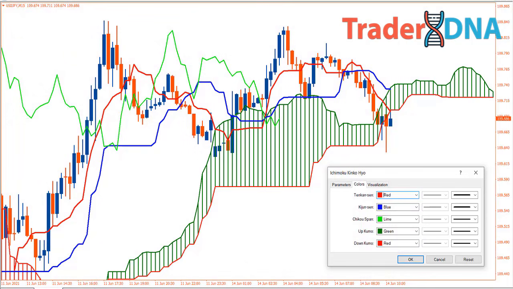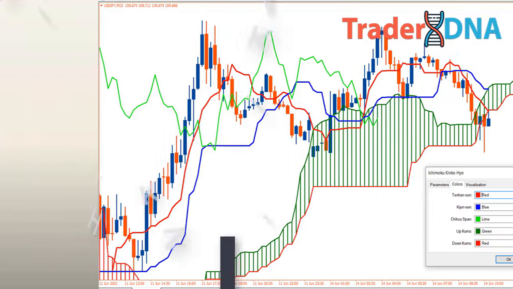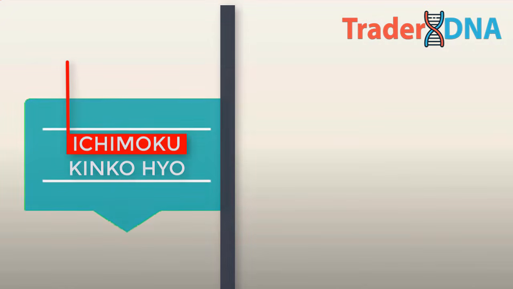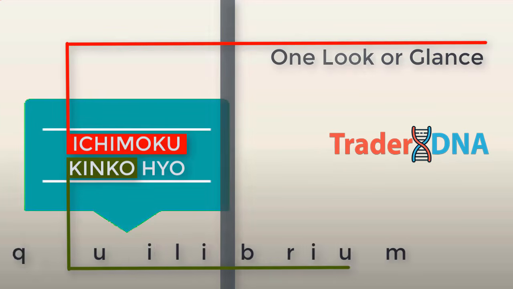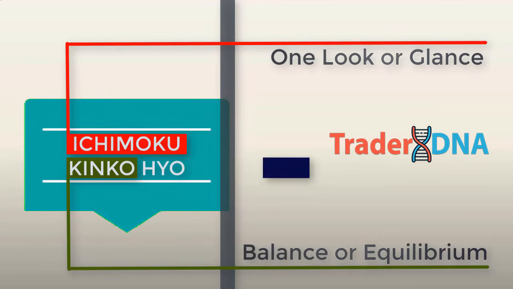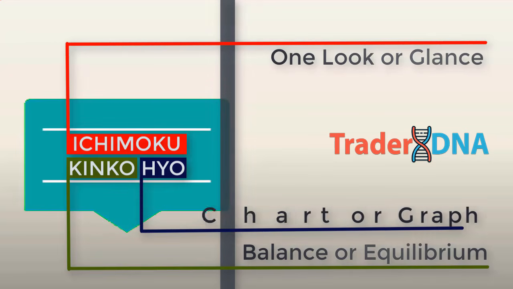The name Ichimoku Kinko tells a lot about the trading system, or at least it gives a description of the system. Ichimoku is one look, or glance. Kinko is balance, or equilibrium. Hyo is chart, or graph.